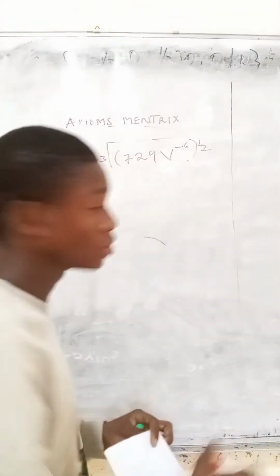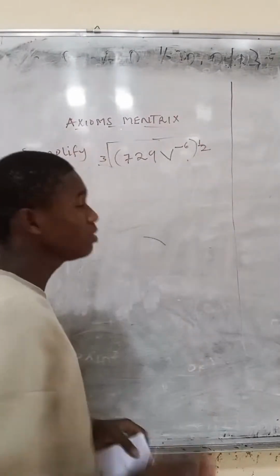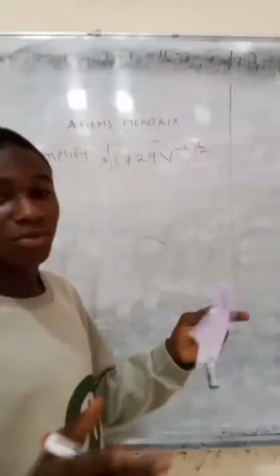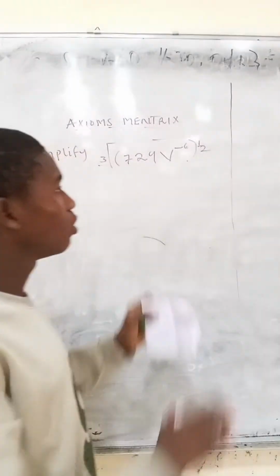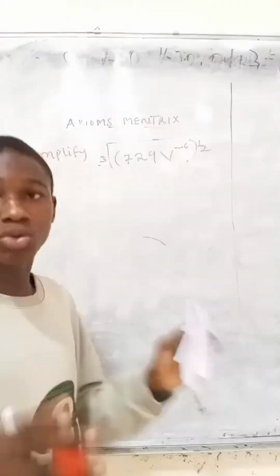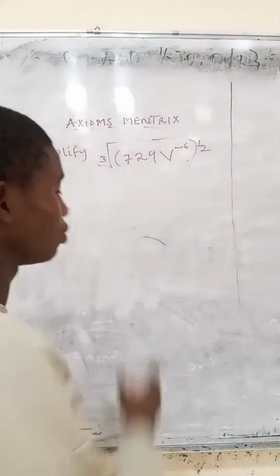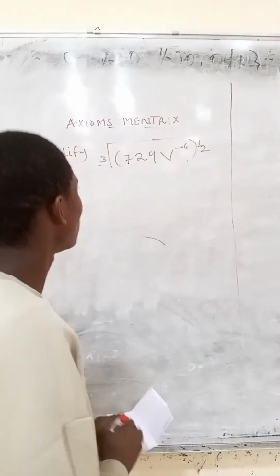So this is my first question, and it says simplify the cube root of 729 v raised to the power of minus 6, all in a bracket raised to the power of 1 over 2. I hope you guys can hear me and can also see what I'm writing, you understand? So let's go, my solution.